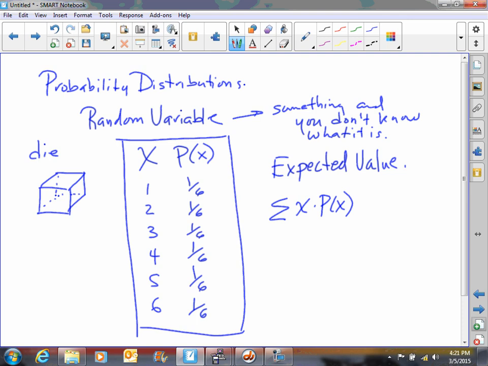Okay, and so that's this. Now, in this particular case, the expected value would be 1 times 1/6 plus 2 times 1/6 plus 3 times 1/6 plus 4 times 1/6 plus 5 times 1/6 plus 6 times 1/6. And so you take each random variable or each event that could happen and multiply it by its probability and add them together, and you get the expected value.